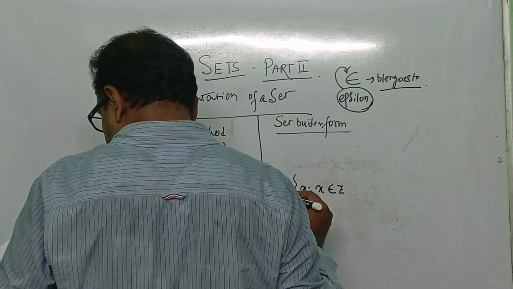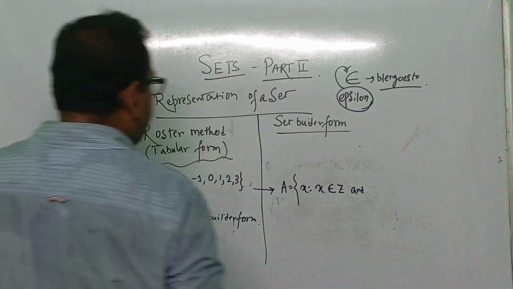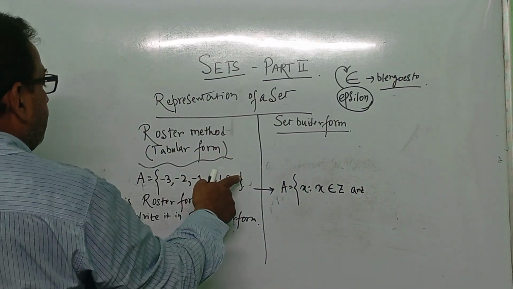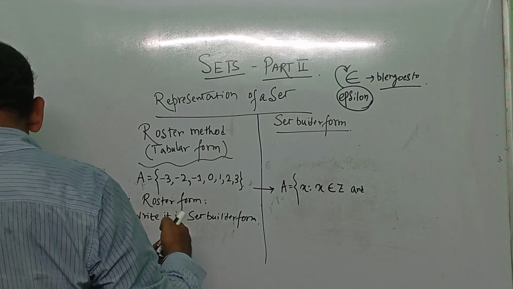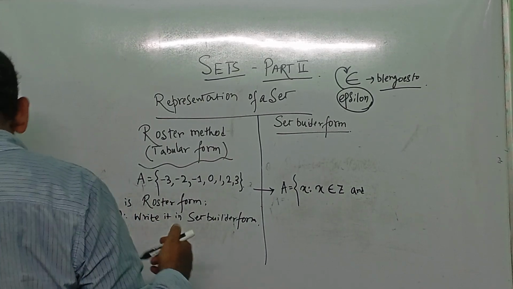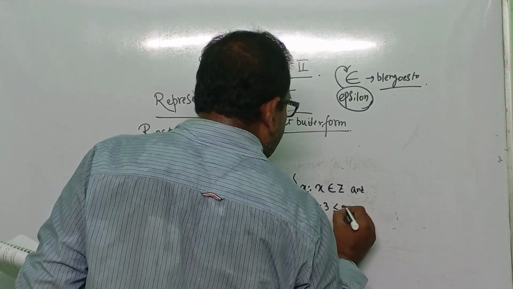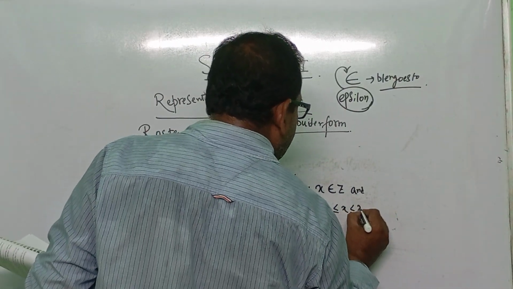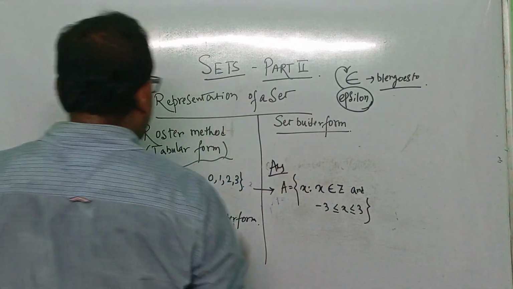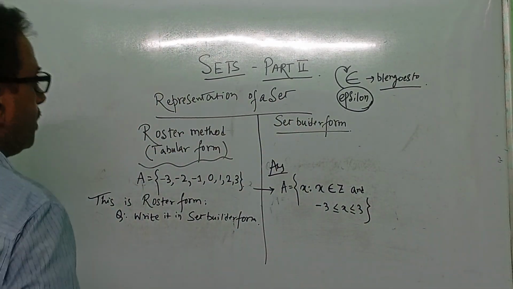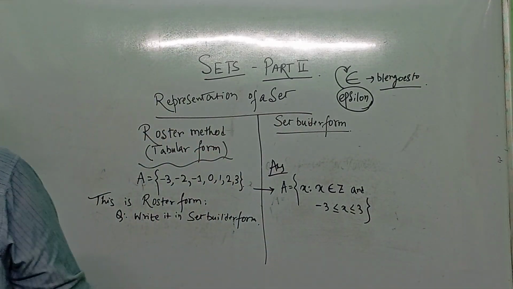And what do we write then? And what is the condition? -3 to 3 and equal to. Okay. Then how will we write that? -3 is less than or equal to X, less than or equal to 3. Now this is the answer. Now this is the roster form, this is the set builder form.